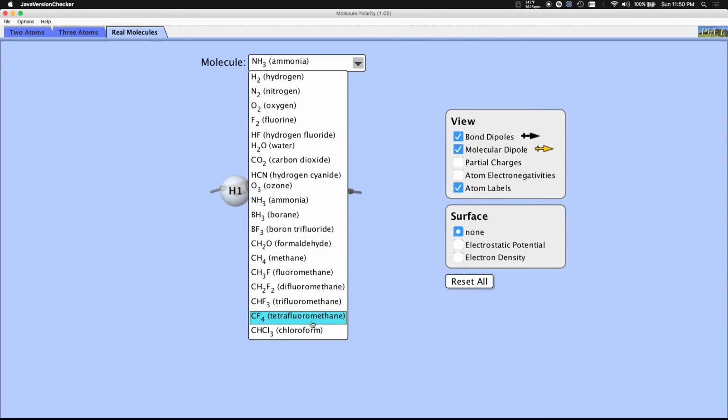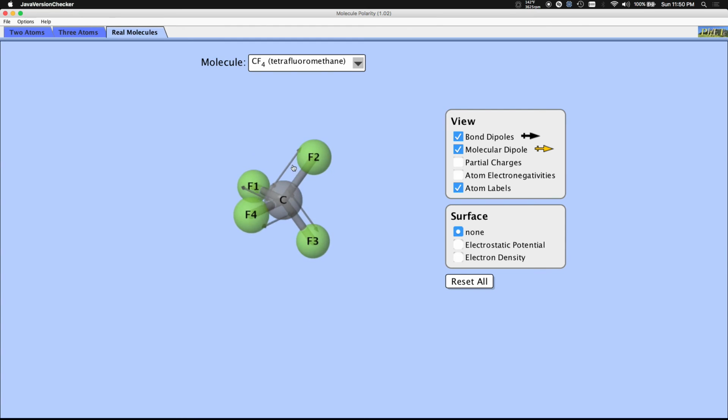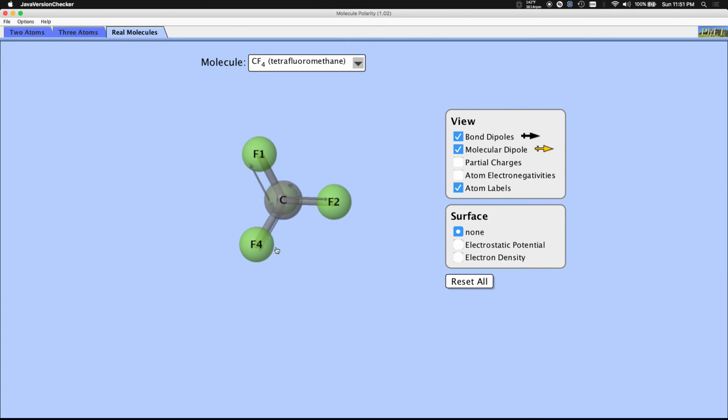I'm going to look at one more. Tetrafluoromethane. We see the bond dipoles, right? But we're missing the molecular dipole. See, it is checked, so if there is a molecular dipole, it should be showing. The thing is, it's not, because the carbon is being pulled by each fluorine with the exact same intensity in all opposite directions. No one's winning. They're all pulling at the same strength because they're all electronegative the same amount.